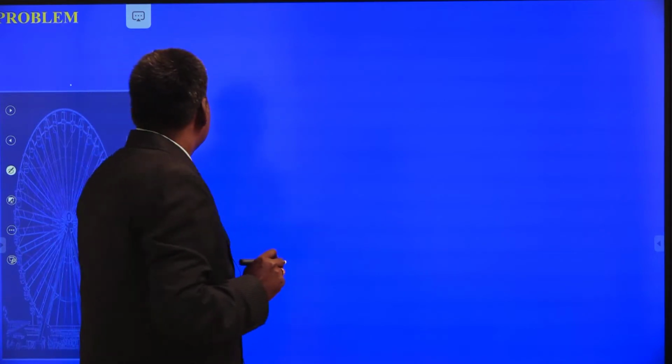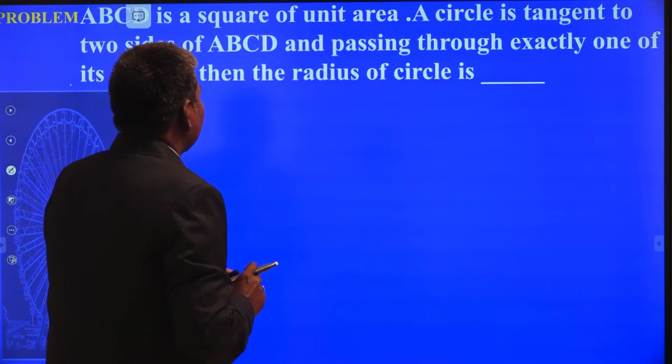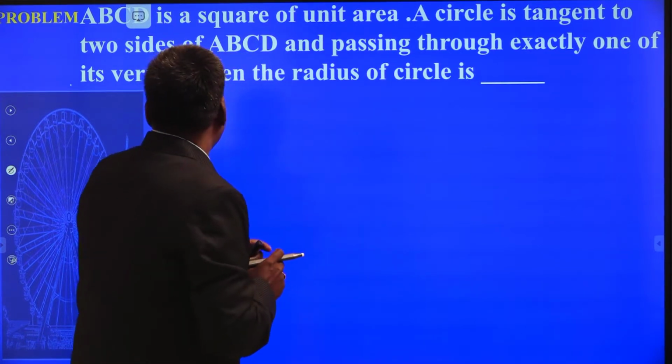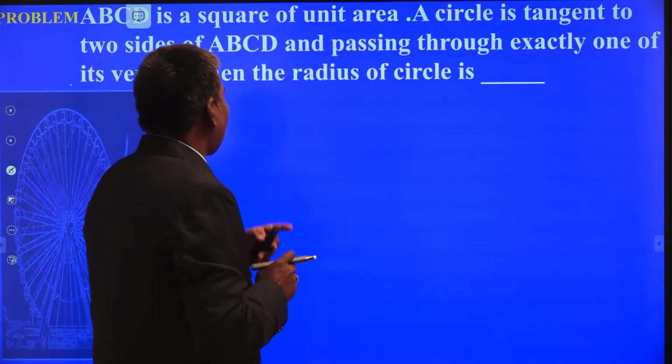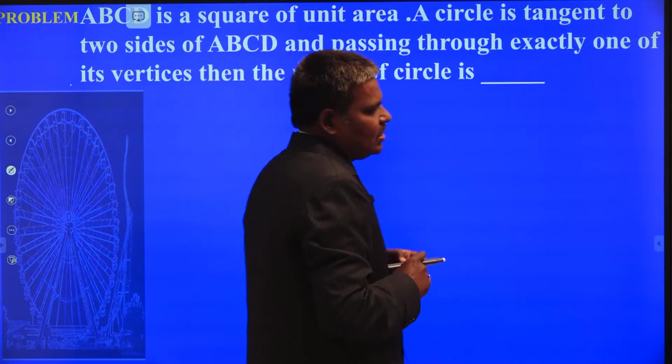See this problem. ABCD is a square of unit area. A circle is tangent to two sides of ABCD and passing through exactly one of its vertices. Then what is the radius of the circle?